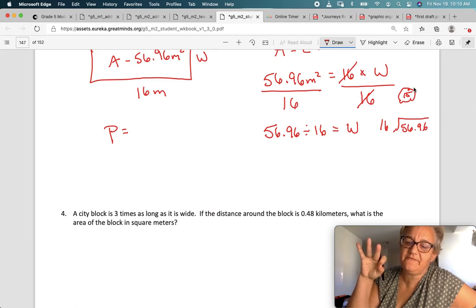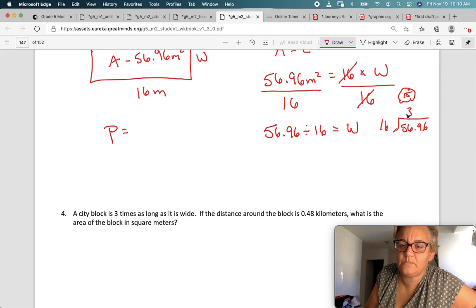15, 30, 45, 60. Well, it's definitely not going to get to 60. It will get to 45. So let's go times 3. Okay. 3 times 6 is 18. Carry the 1. 3 times 1 is 3 plus 1 is 4. Now I've got 16 on that side and 4 on this side. That's going to give me a remainder of 8. And then I'm going to bring down the 9.